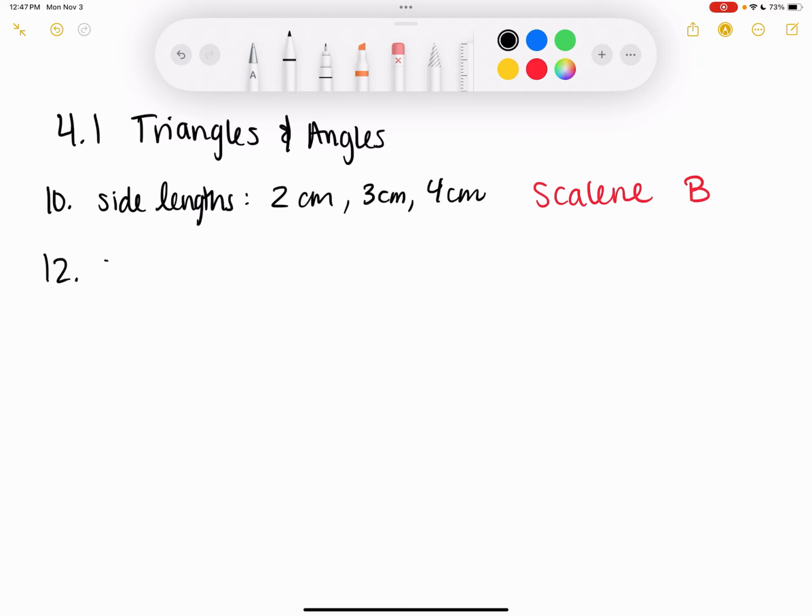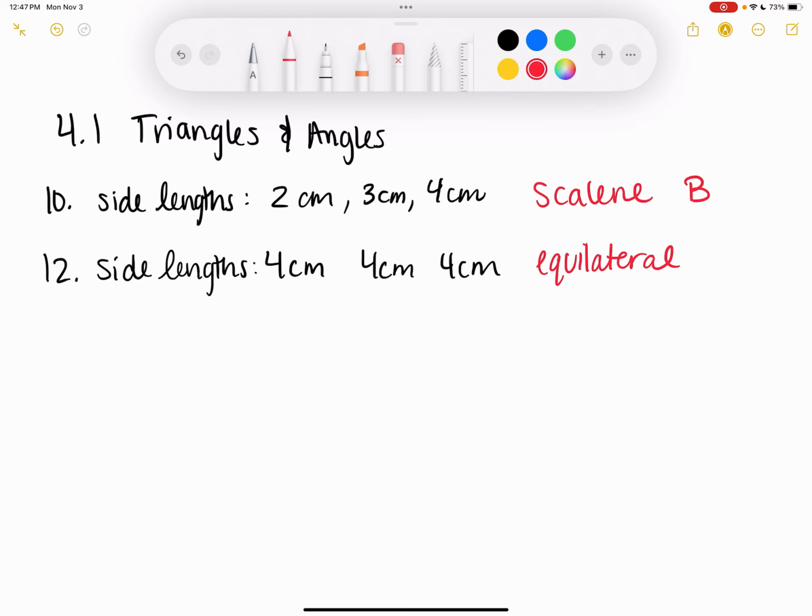12, side lengths 4 centimeters, 4 centimeters, and 4 centimeters. So what kind of a triangle has all the sides the same? Equilateral. Yep, equilateral. And that would be option A.